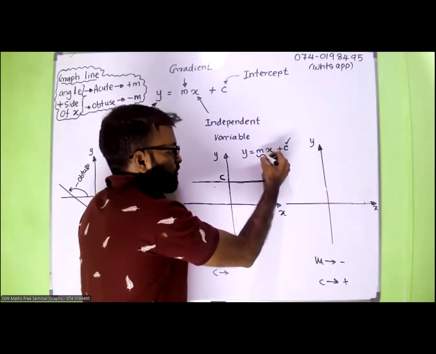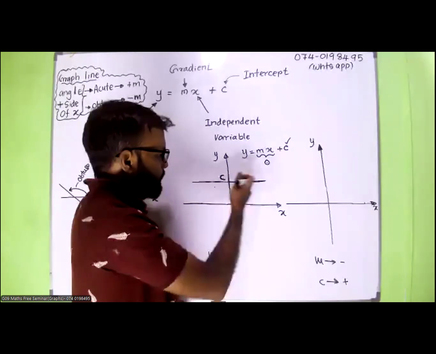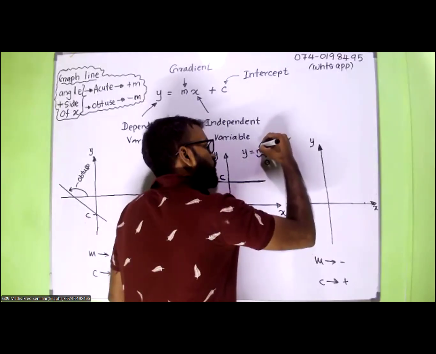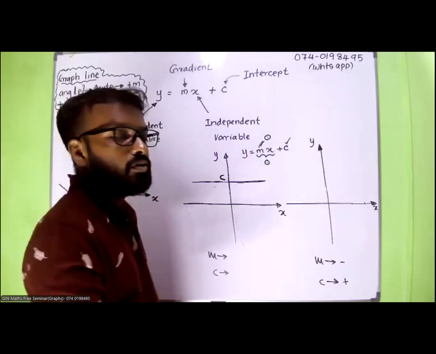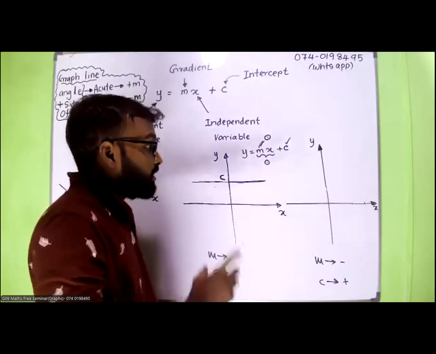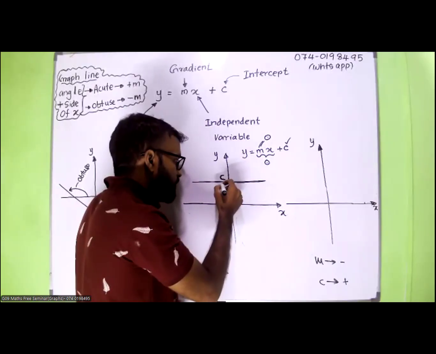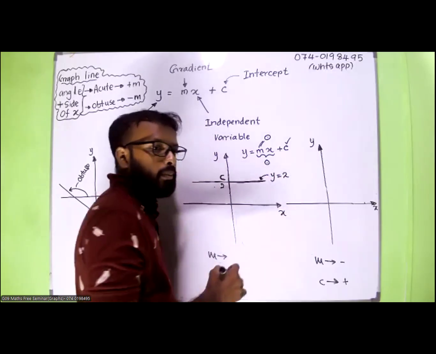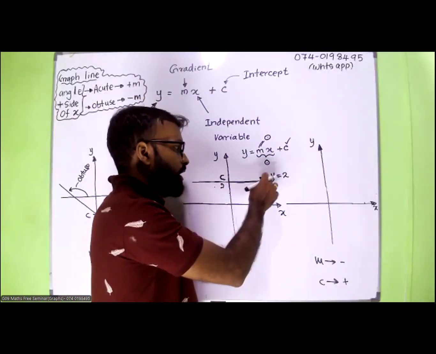But what happened to this term? This term has become 0, right? This graph does not cross the x-axis, so your gradient is 0. M is equal to 0, so that this whole term becomes 0. That is why, for an example, if I take this y-axis point as 2, you are writing this as y equals 2. If you remember, last week we wrote the function of this one as y equals 2.